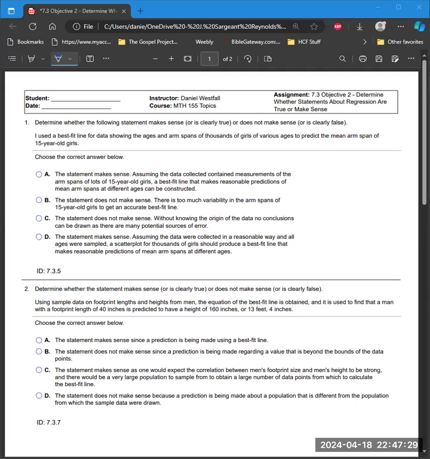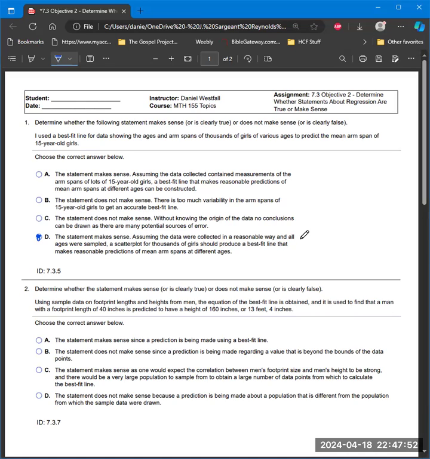The statement makes sense, assuming that the data were collected in a reasonable way and all ages were sampled. A scatter plot for thousands of girls should produce a best fit line that makes reasonable predictions of mean arm spans at different ages.